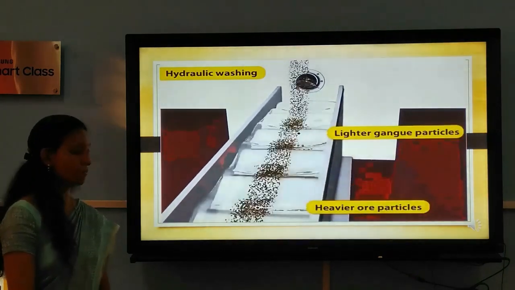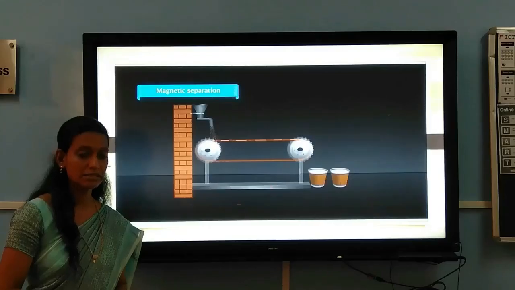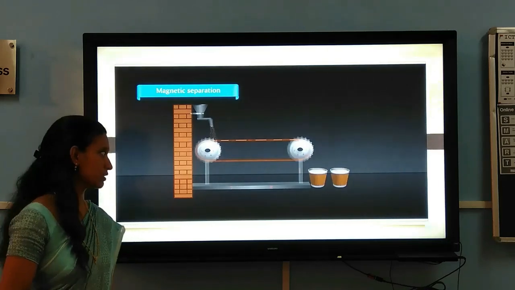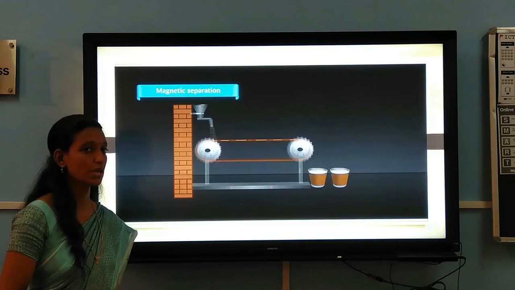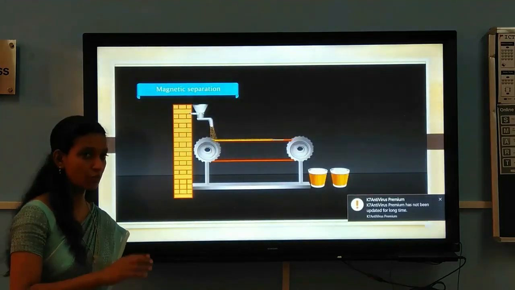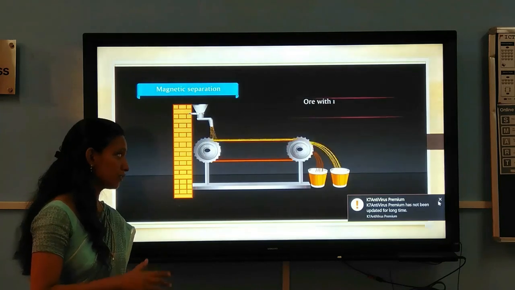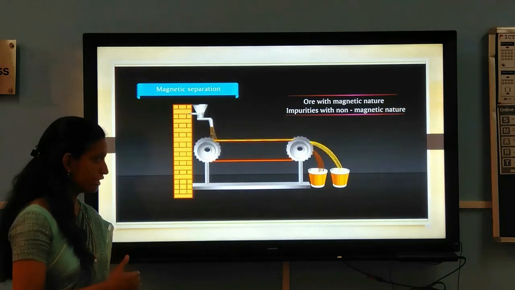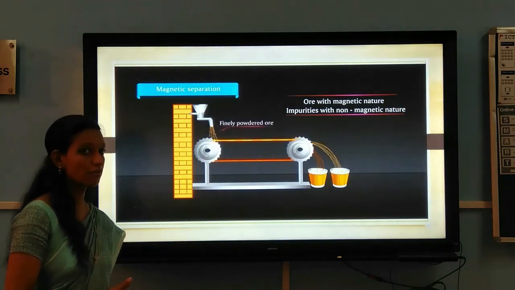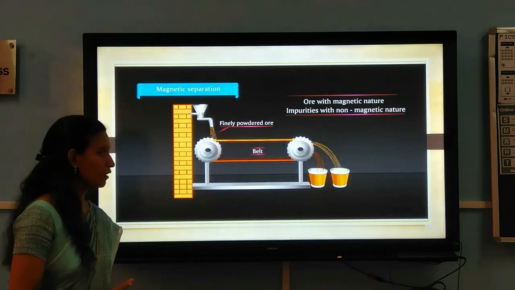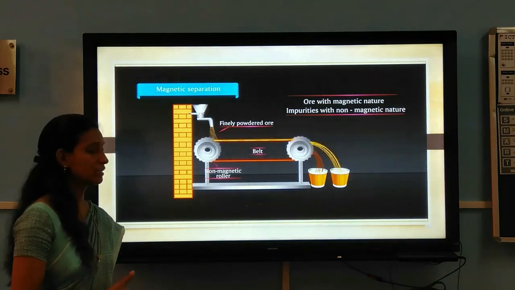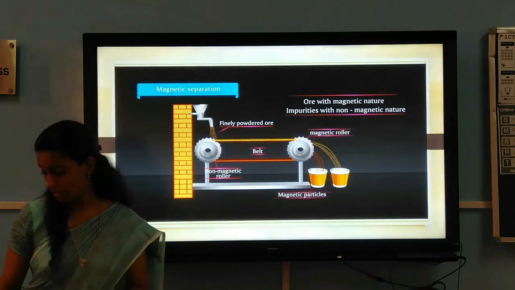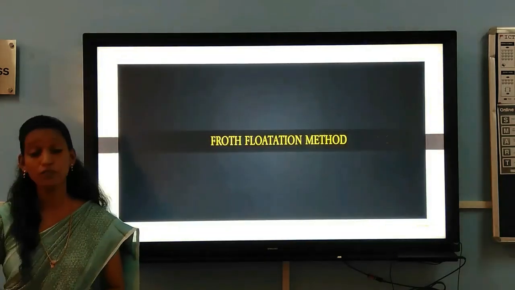The next method of separation is called magnetic separation. Magnetic separation is used when either the ore or the gangue particle has some magnetic properties. In magnetic separation, the powdered ore is allowed to move on a conveyor belt that is fitted with two rollers. The roller has an electromagnet so that the particle that has magnetic property falls near the roller, and the particle that does not have a magnetic property is carried away. So in this way, the separation of a magnetic substance and a non-magnetic substance is possible.